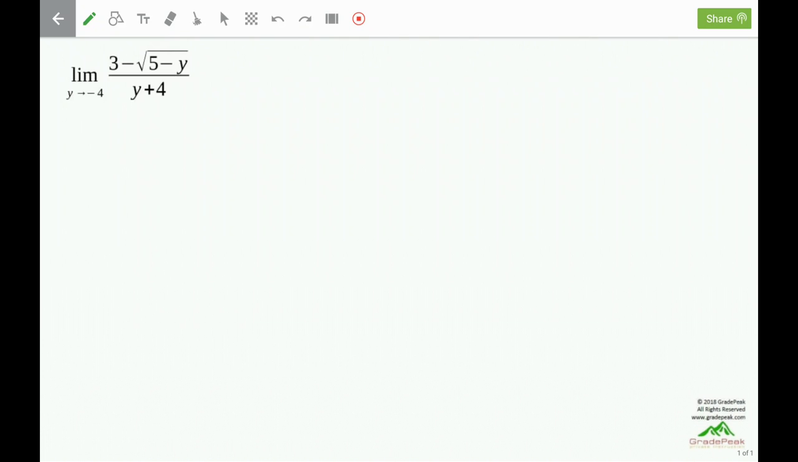Limit as y goes to negative 4 of 3 minus the square root of 5 minus y over y plus 4. The first thing we're going to do is try plugging in a negative 4 for each of the y's. So we'll have 3 minus the square root of 5 minus a negative 4, divided by negative 4 plus 4. In the numerator, this will be 3 minus the square root of 5 plus 4, over negative 4 plus 4.